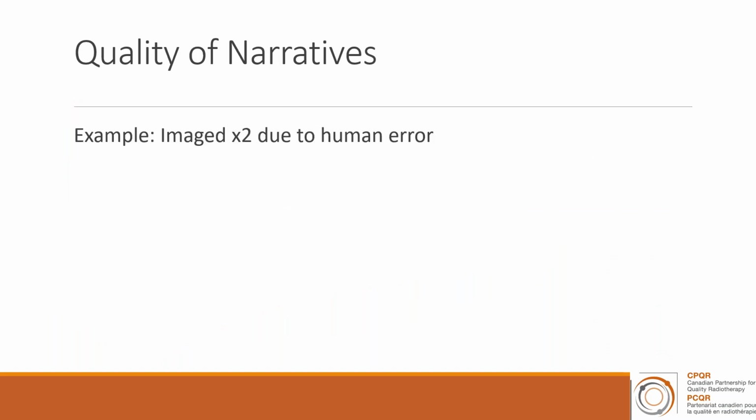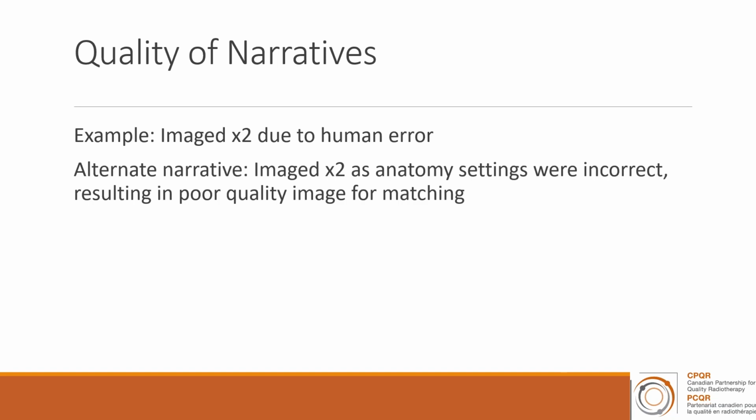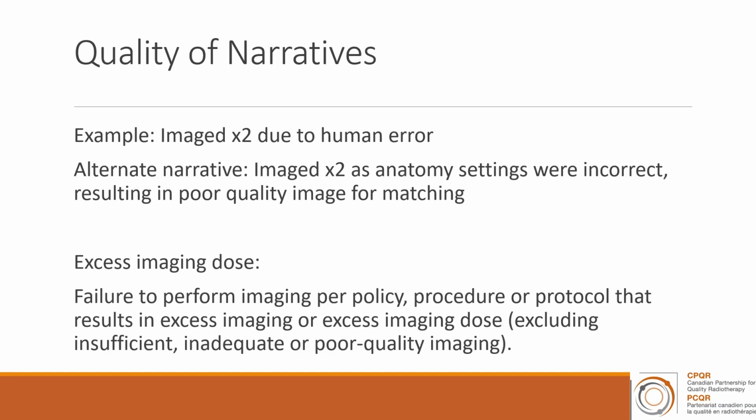So let's look at that narrative. Image times 2 due to human error. An alternative narrative, without adding too much detail and being too taxing to write, could simply be: image times 2 as anatomy settings were incorrect, resulting in poor quality imaging for matching. Well, then the problem type becomes, again, excess imaging dose. Failure to perform imaging per policy or procedure or protocol that results in excess imaging or excess imaging dose.